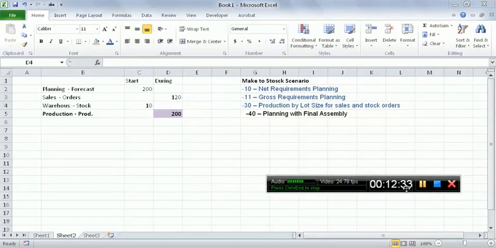There are some other strategies available as well, but we shall now discuss the make to order scenarios and the strategies associated with them in the next video.